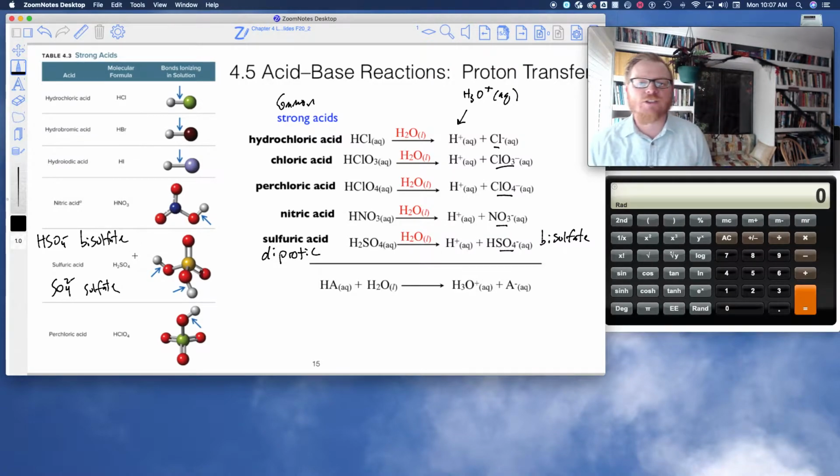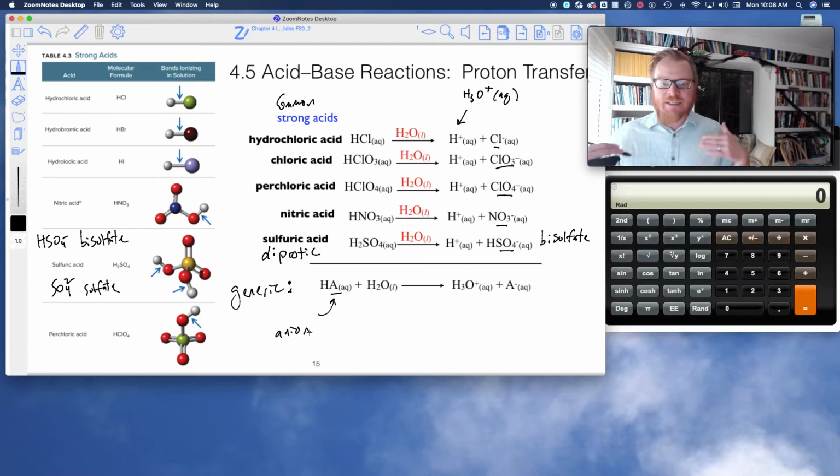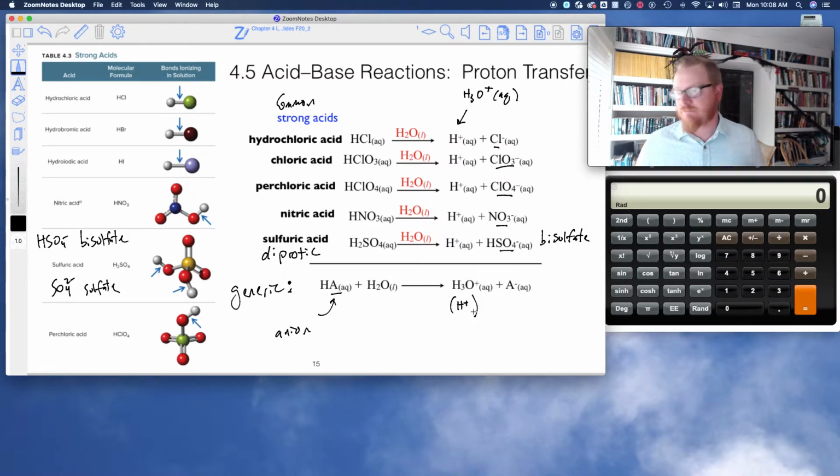Okay? So really quick, I'll just show you the generic reaction. This is the generic reaction for all of these. And notice it's HA. That A stands for anion. So we can represent any acid reaction as the following: HA plus H2O makes H3O+, I'll put in parentheses H+, and A-, the anion.